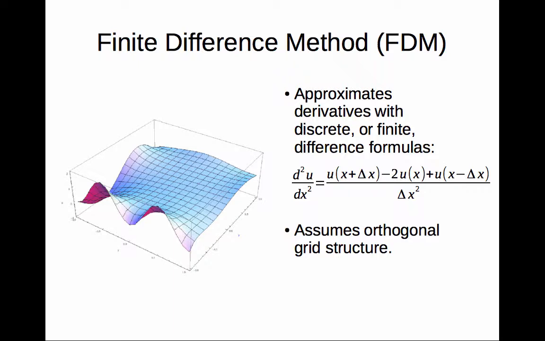This involves discrete equations where you take the governing differential equation and you discretize that equation to make differences between neighboring nodes: u of x plus delta x, u of x minus delta x. And we discretize these derivatives, and when we do that, we're generally assuming an orthogonal structure, that nodes in our finite difference mesh are placed along the x and y coordinates.